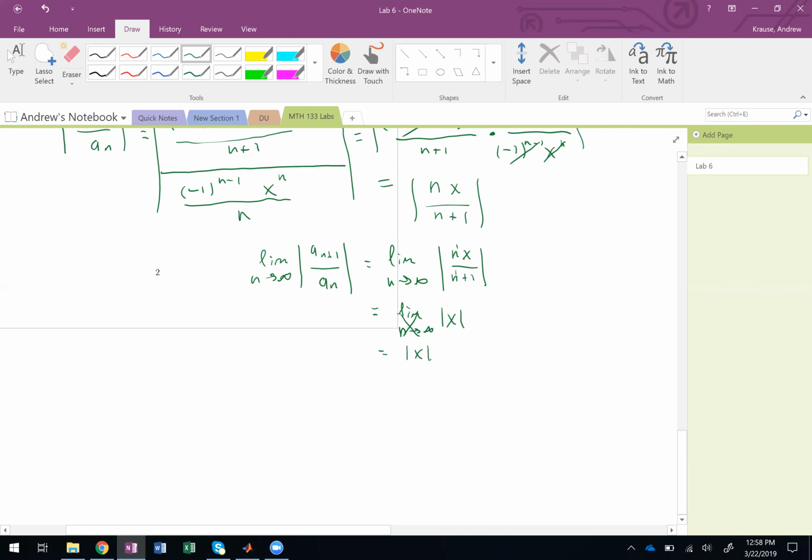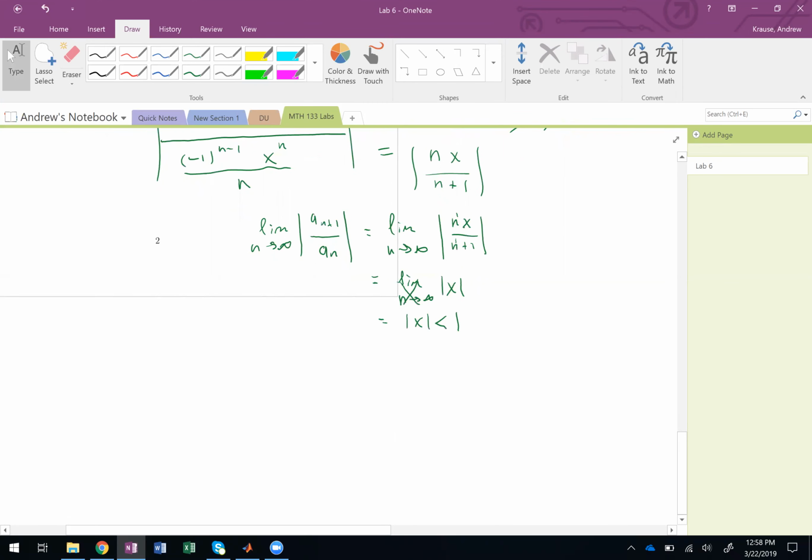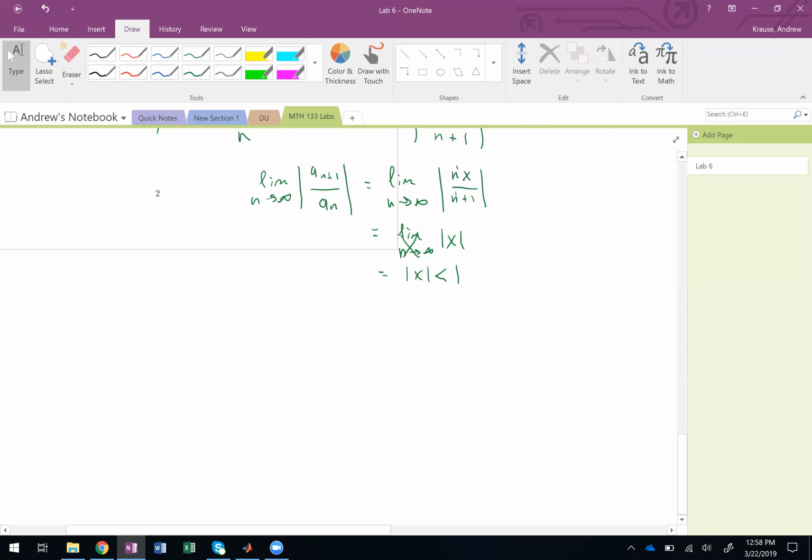And for this series to converge by the ratio test, we need this limit of the ratios to be strictly less than 1. So we know that this Taylor series will converge when the absolute value of x is less than 1. That means the Taylor series converges on the interval from -1 to 1 with these open brackets.